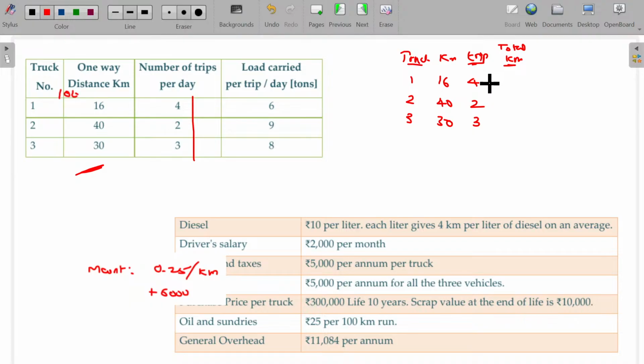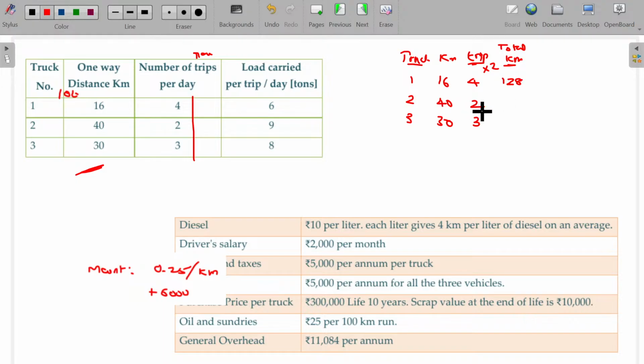16 into 4, 64 into 2, 128. We assume this is to and fro. Trip means either only going or only coming back, so automatically you have to multiply by 2. A round trip includes going and coming back. Whenever the term is round trip, it's nothing but going and getting back. Trip means only going, so coming back you have to calculate and multiply yourself. So 16 into 4 into 2, 128.